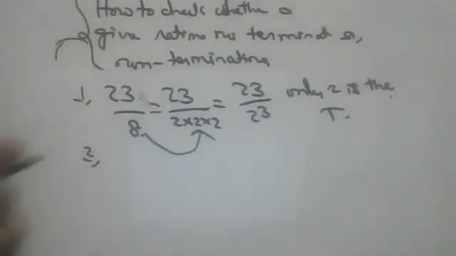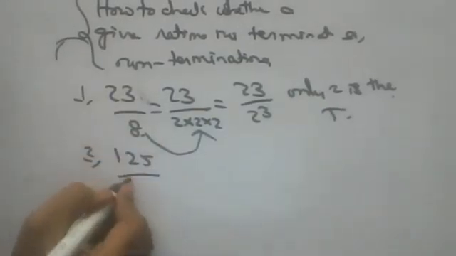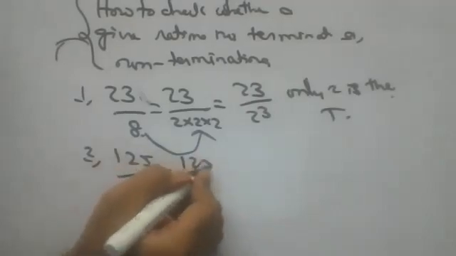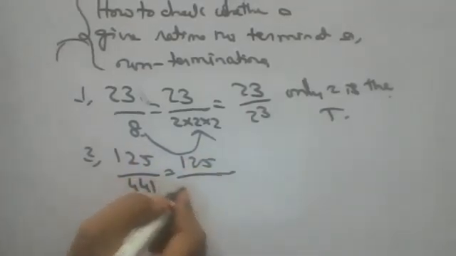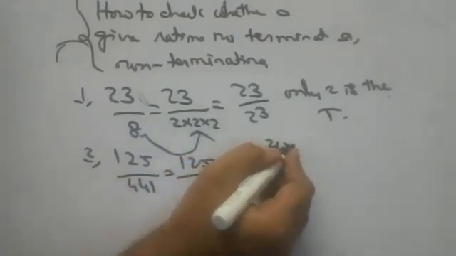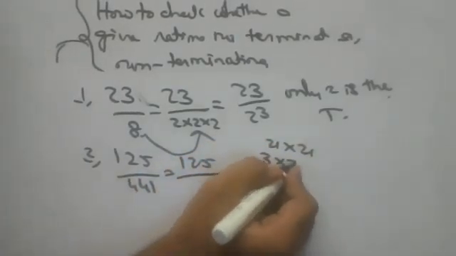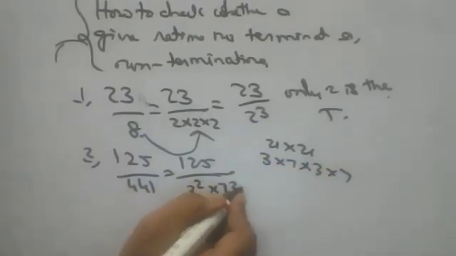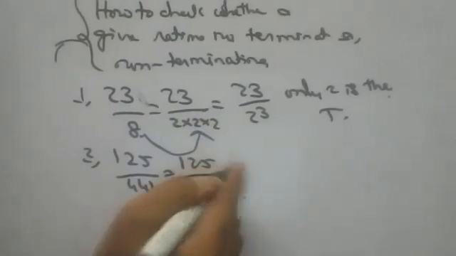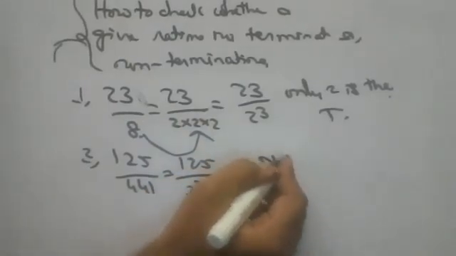Okay, children, one more example. 125 by 441. Prime factorization of 441: 21 into 21 is 441. 3 into 7, 3 into 7, means 3 square into 7 square. So in the prime factorization there is no 2, no 5, non-terminating.